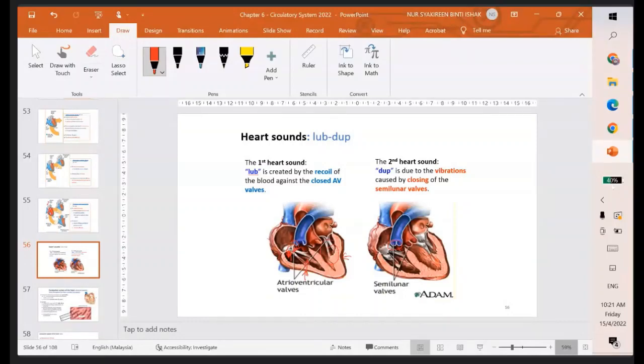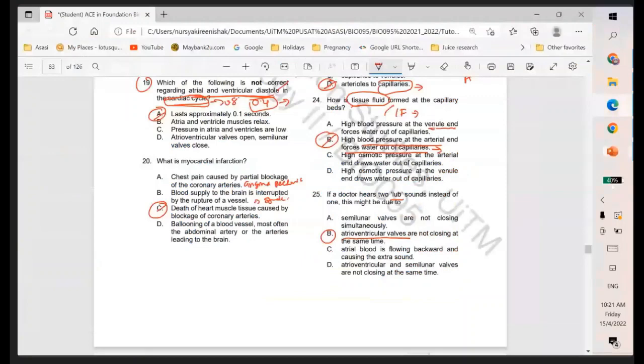So, tapi dalam soalan ni dia cakap ada dua, kedengaran dua lap sound. So, maksudnya statement yang paling tepat kat sini adalah B. Sepatutnya B. Okay. Kenapa B? Sebab kita ada dua lap sound. Okay, kita ada dua AV valve, dua ventricle. So jawapan dia B sebab apa?